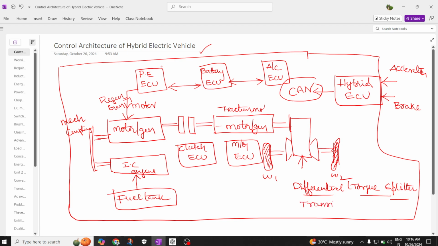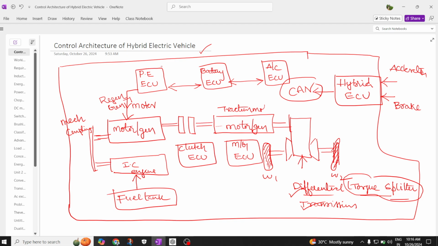Okay, so the purpose is the same. You need to transfer the torque from one place to another. This is called the differential, this is called the transmission, and what it does is splitting of the torque, so it is called a torque splitter. So that's the functional diagram.